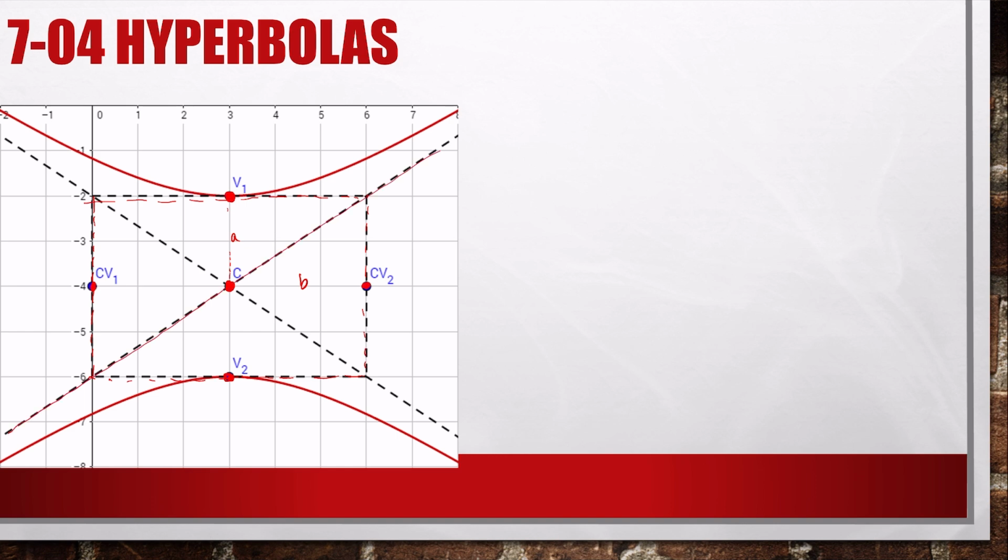Then you draw the asymptotes that go through the center and the corners of the boxes. And then you draw the hyperbolas. So start near an asymptote, curve and go through the vertex. Make sure you remember if it's vertical or horizontal. Vertical in this case, it will open up and down. And that's your graph.